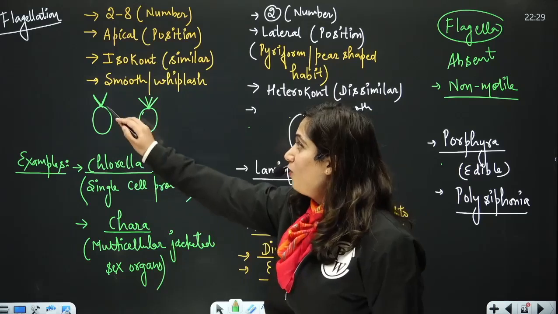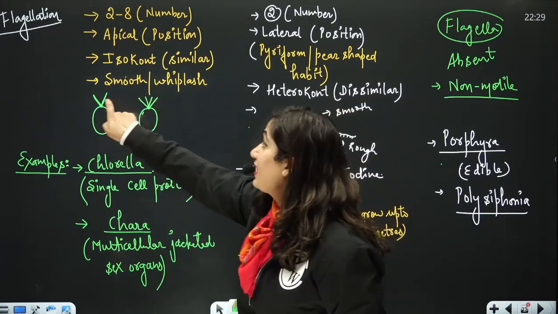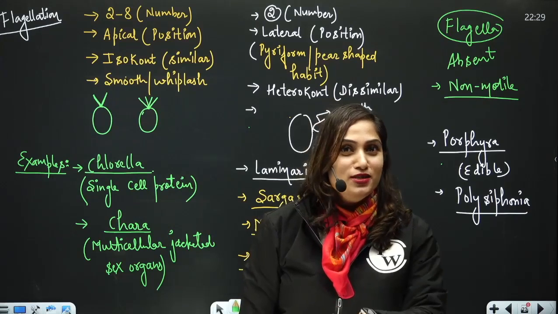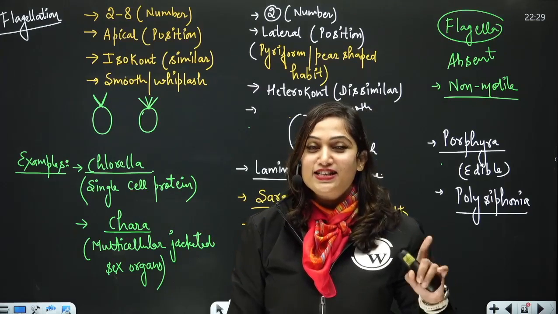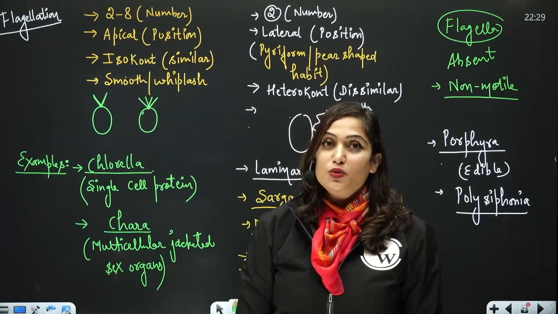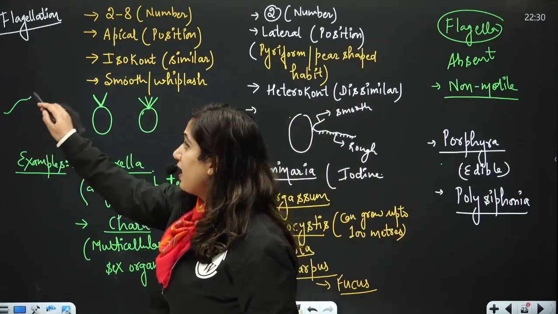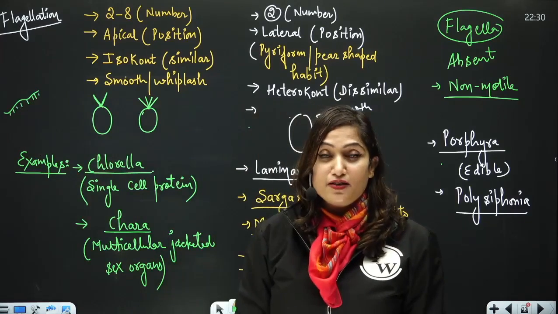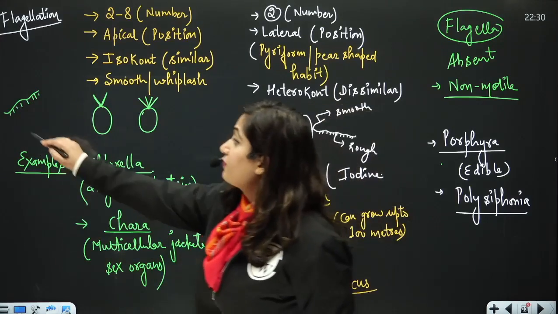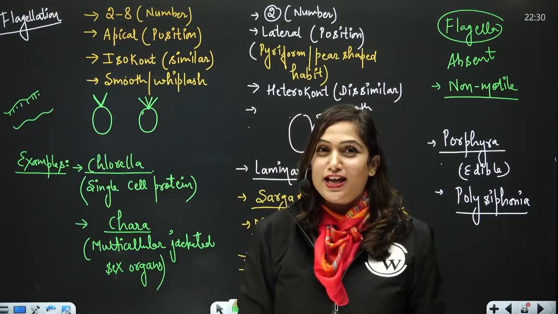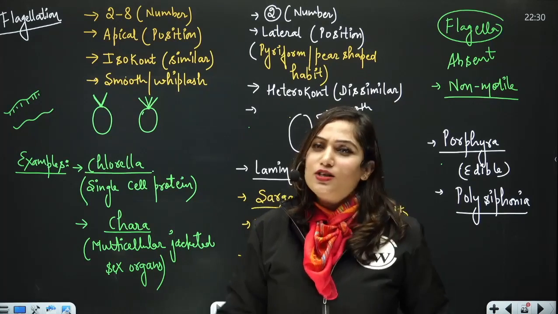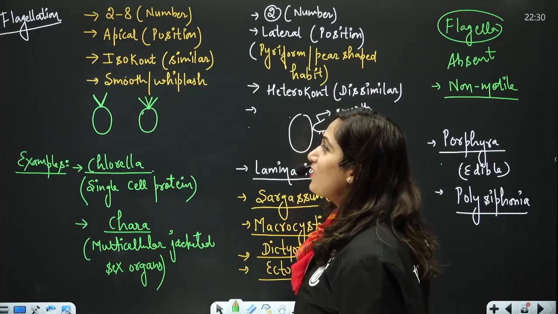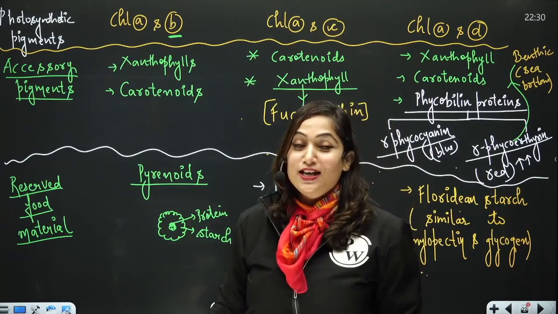The position of flagella will always be apical. Apical means at the apex. And isocont condition, all the flagella would be similar to each other in size and structure, and all the flagella would be smooth. If flagella has hair-like projections on the surface, then the flagella is rough, and if it does not have the hair-like projections, it is smooth. So the flagella of green algae is always smooth.